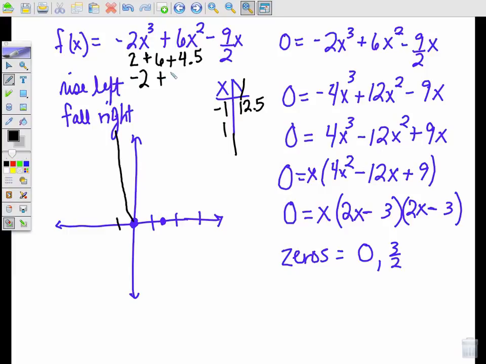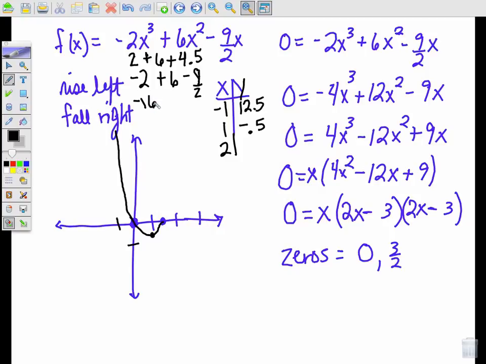If I put 1 in, I get -2 plus 6 minus 9/2. All right, that's 4 minus 4.5, which is -1/2. I also know it's going to intersect the x-axis since it's a double root, a multiplicity. Let's see what happens when x is 2. Well, this will be our last one that we do.